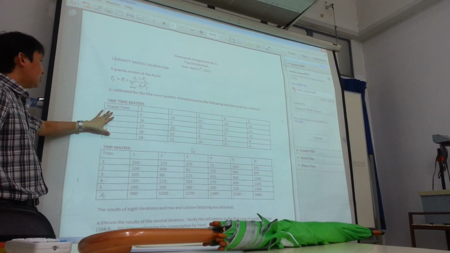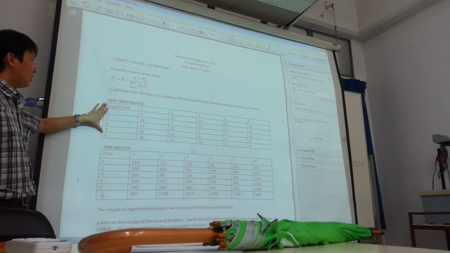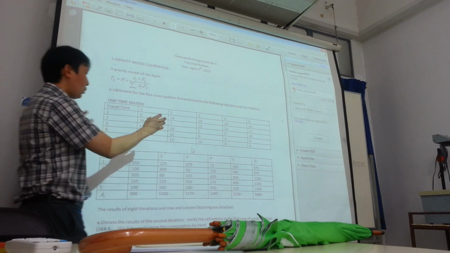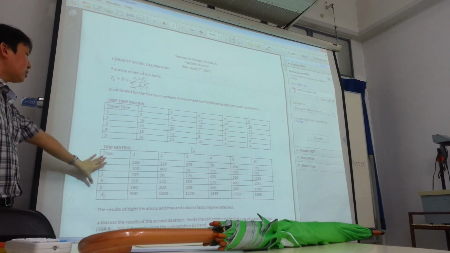Let's say this assignment gives the base year trip time matrix. So this is minutes, the travel time between any two zones. And this is the trip interchange.